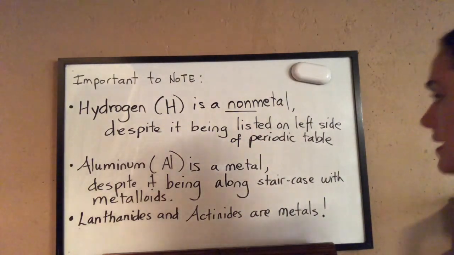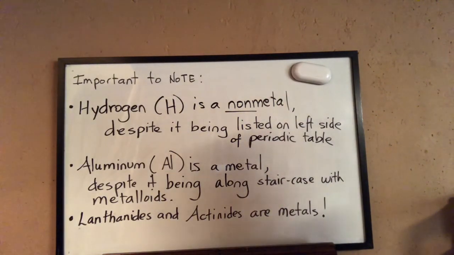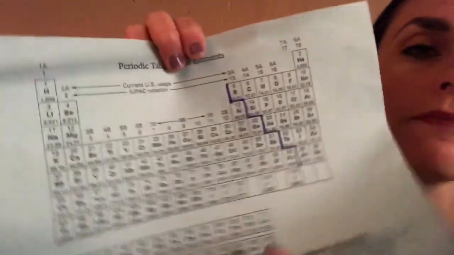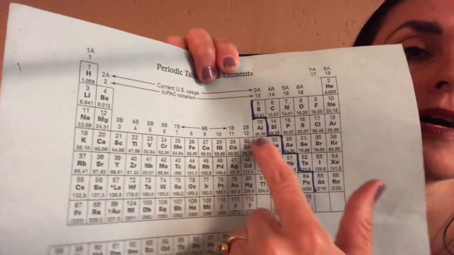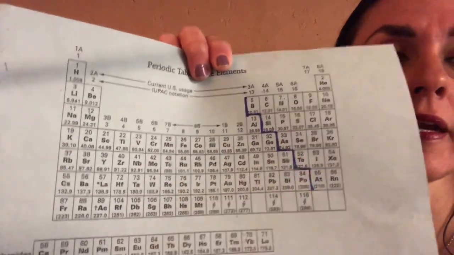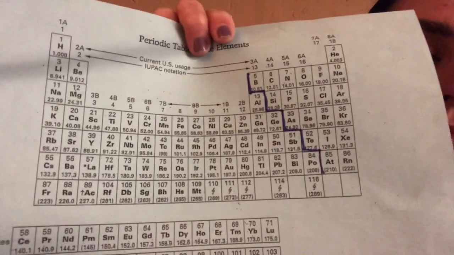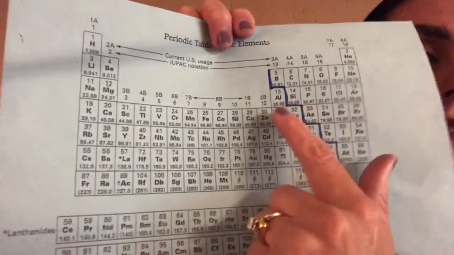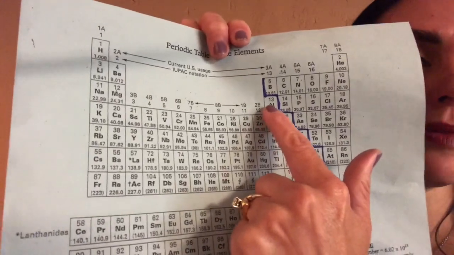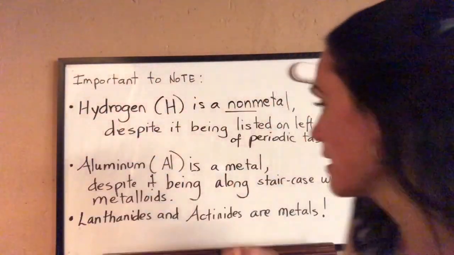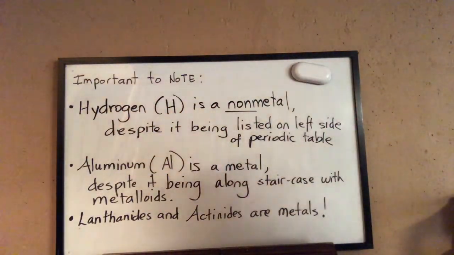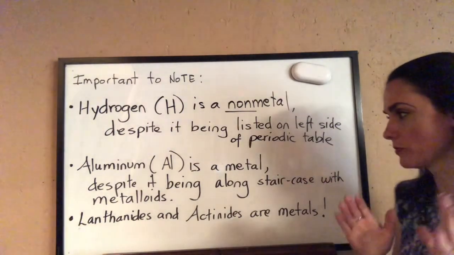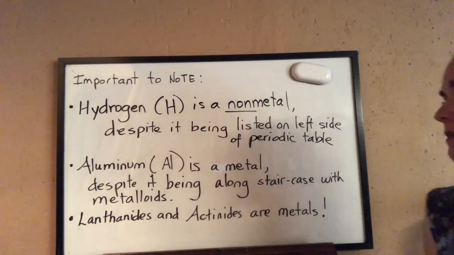Aluminum is a metal, despite it being along the staircase along with metalloids. When we define the metalloids, they're either above or below the staircase, and I had written a few minutes ago in the video exactly what the metalloids were. And I did not include aluminum on there because aluminum is considered to be a metal, even though it is along the staircase with the metalloids. Aluminum is a metal, hydrogen is a non-metal.